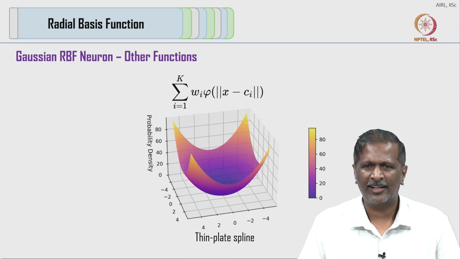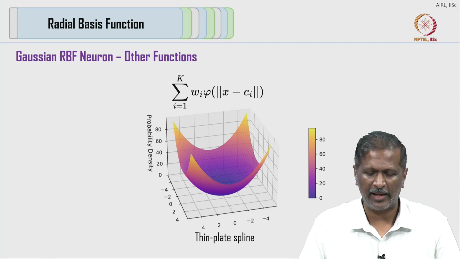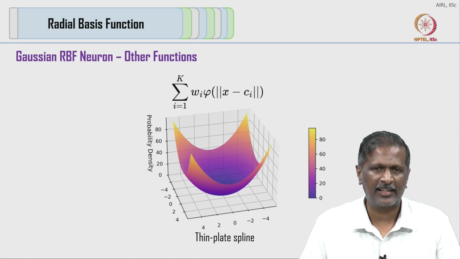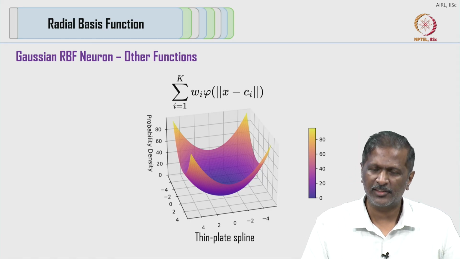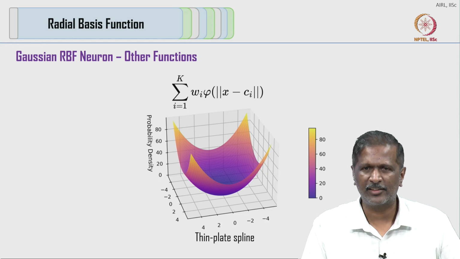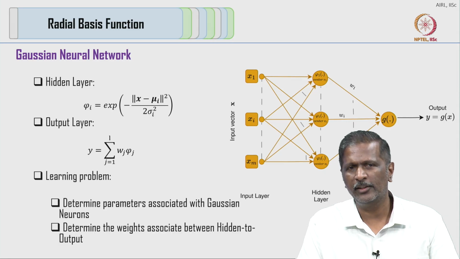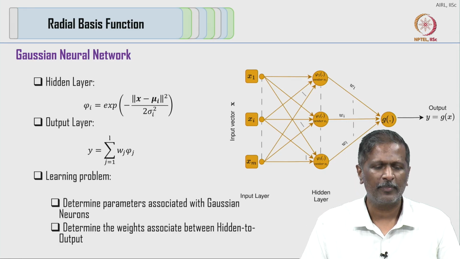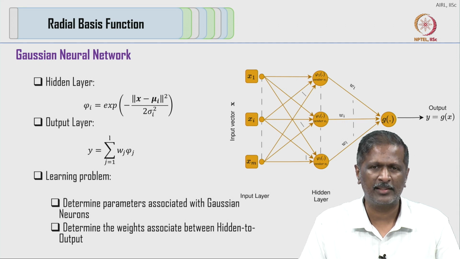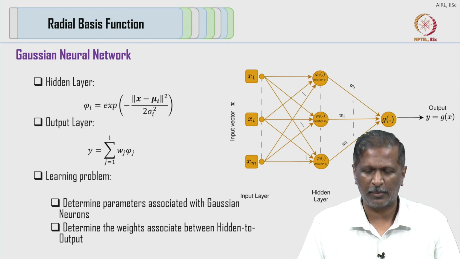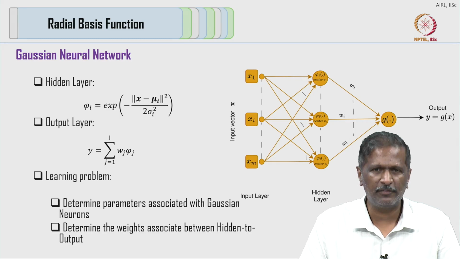You can have other splines, right? One could think of a thin plate spline, right? I can have wi phi of x minus c. These are different activation functions which have the characteristic of a locally tuned response. Most commonly used is the Gaussian neural network, which has exponential of minus the norm of x minus mu i divided by sigma square, right? That's the representation. So in this particular lecture we focus more on the Gaussian function.